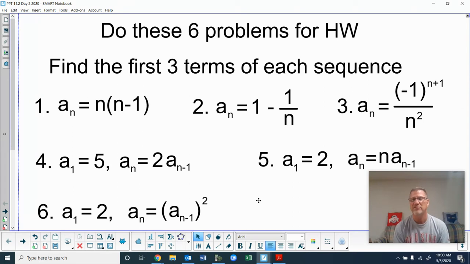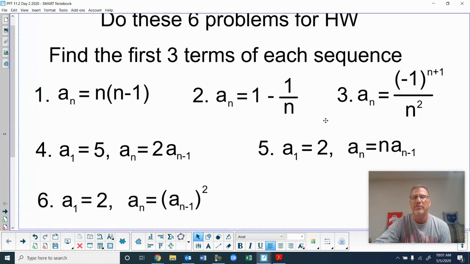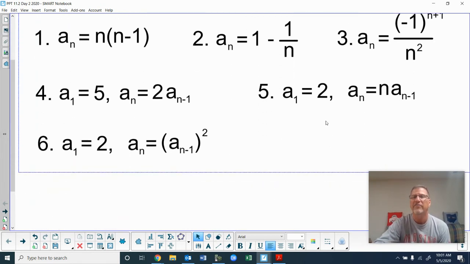I just wanted to start today by doing a couple problems from homework just to make sure we understood finding the first three terms of a sequence, whether it be a normal or a recursive rule. And then we'll work on today's lesson. So what I'd like to go over is number 3 and 5.